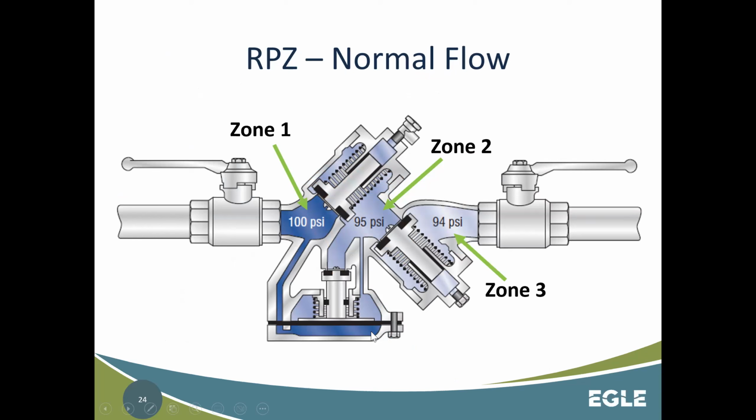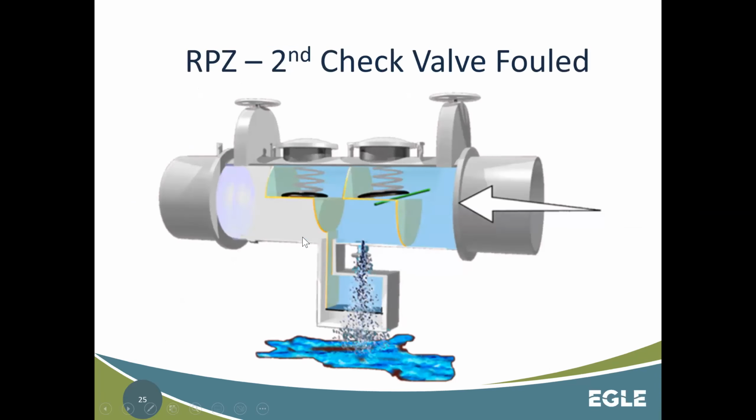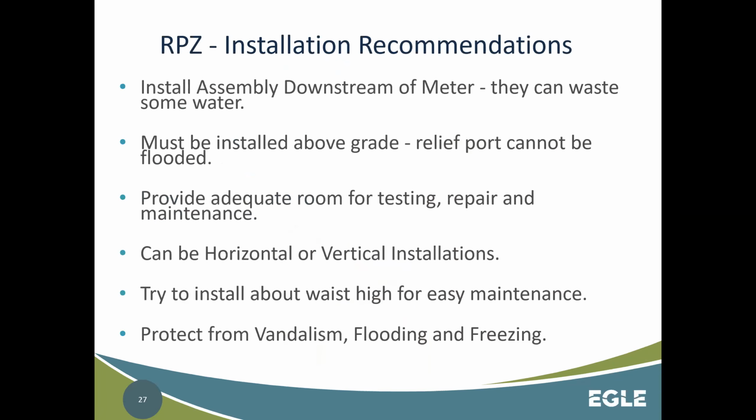So if that relief port is exposed to an area it could flood, it could easily backfeed or become a cross connection into the water system, okay? You should provide adequate room and testing for repair and maintenance on these things. If they are testing them, they have to hook these hose meters up between the different relief ports, and they need to have access to them.